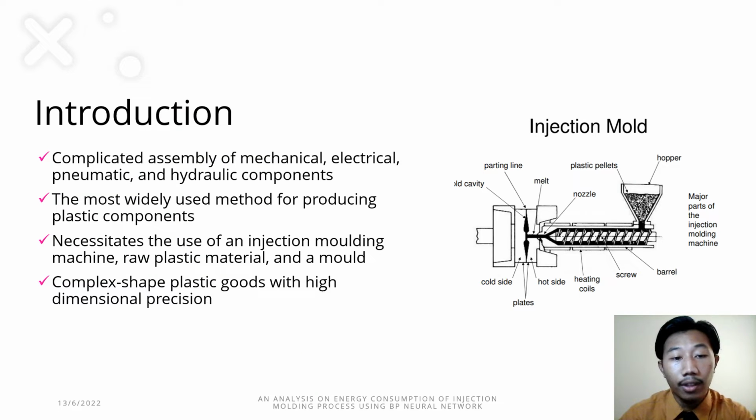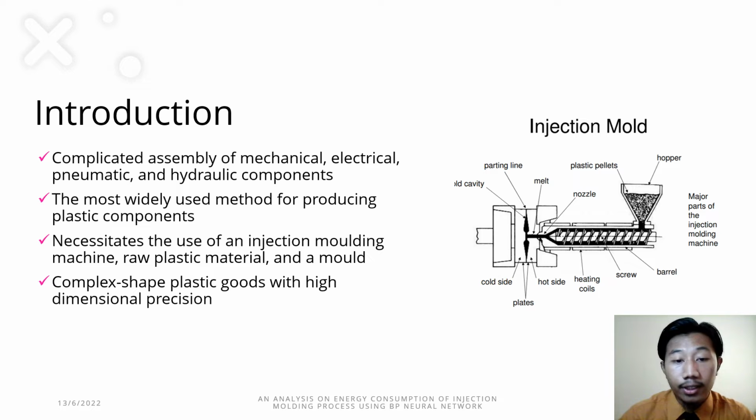So, for the first part, the introduction: injection molding tools are frequently a complicated assembly of mechanical, electrical, pneumatic, and hydraulic components that must perform a variety of jobs. So, mold design must identify a device that will perform successfully in manufacturing regardless of its complexity. Injection molding is the most widely used method for producing plastic components. Injection molding also may be used to create a wide range of items with varying size, complexity, and applications.